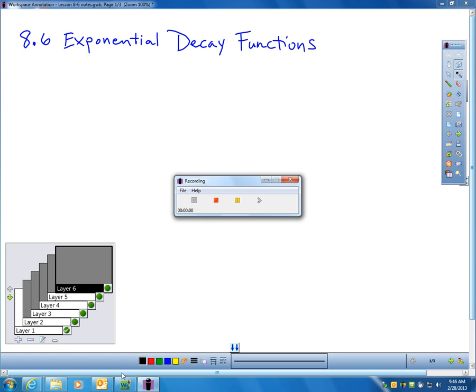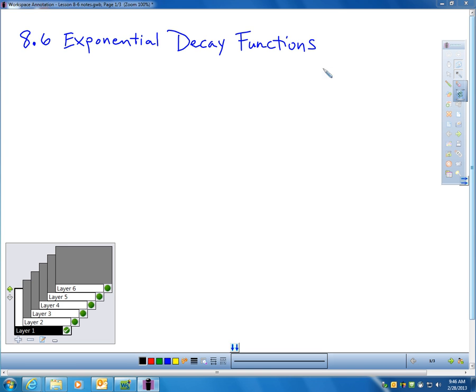And this is section 8.6, exponential decay functions, and we are on, let me write it down, page 531. You probably should pause the video real quick. Go to page 531. This is the last section of chapter 8.